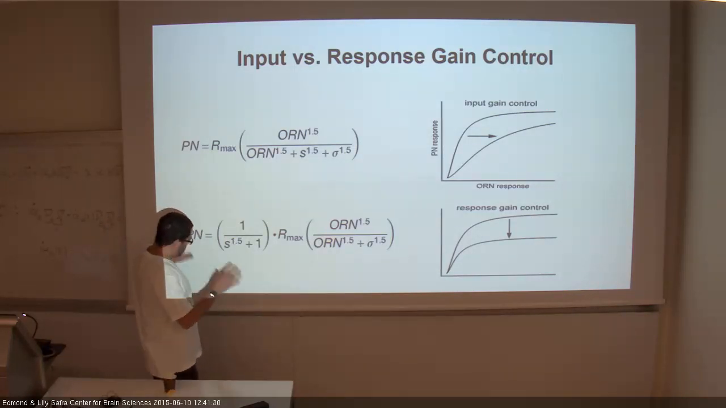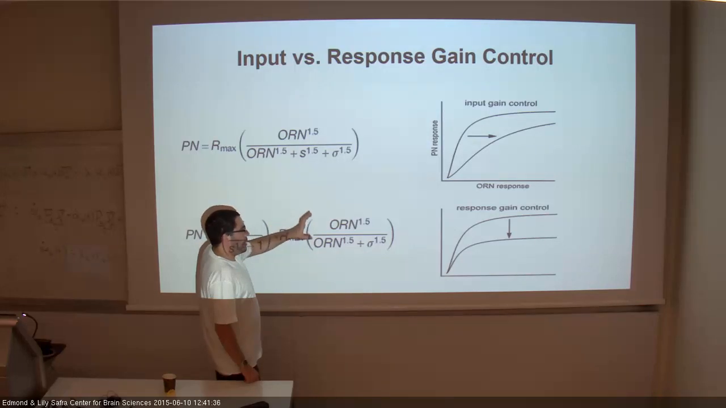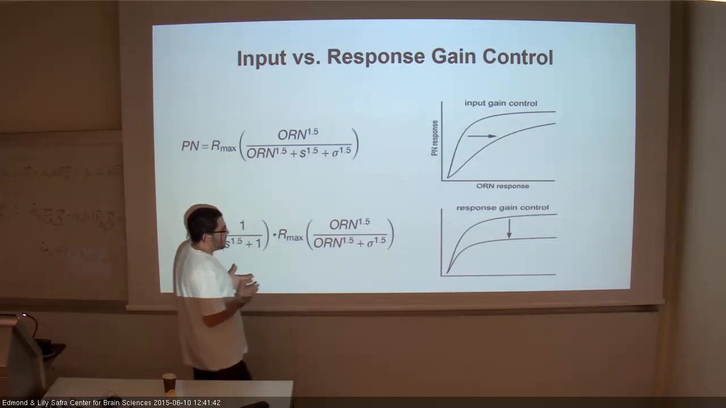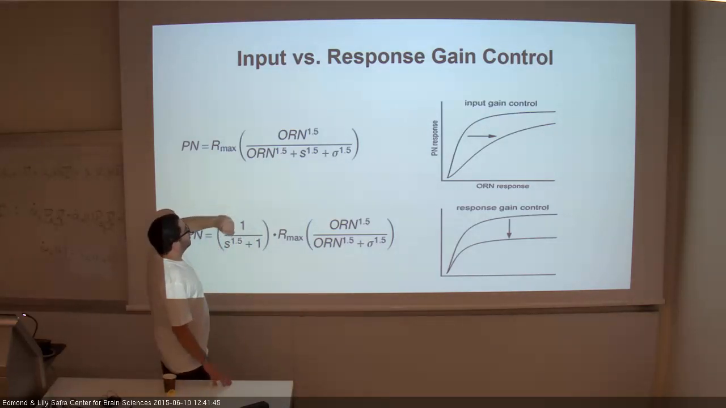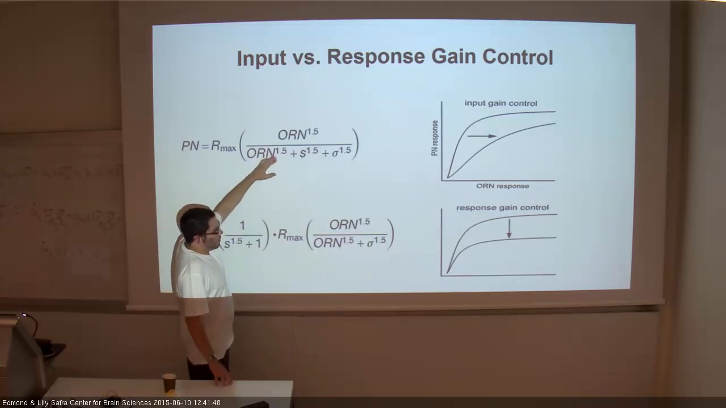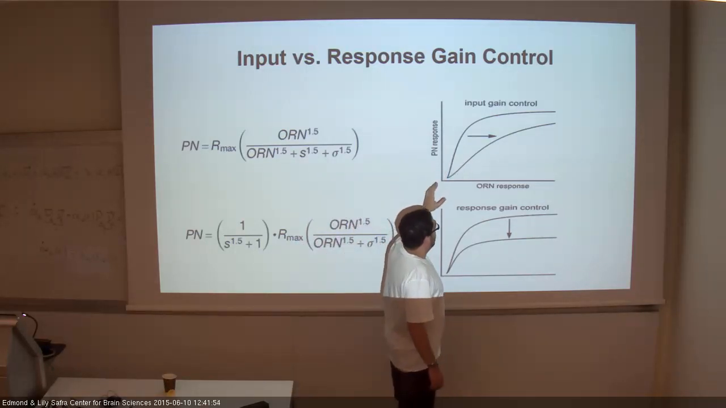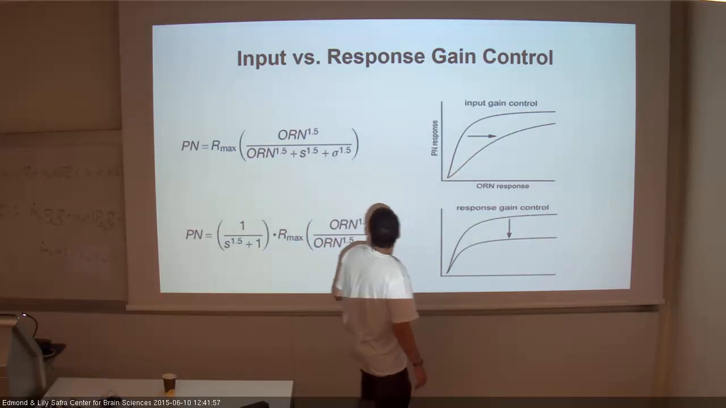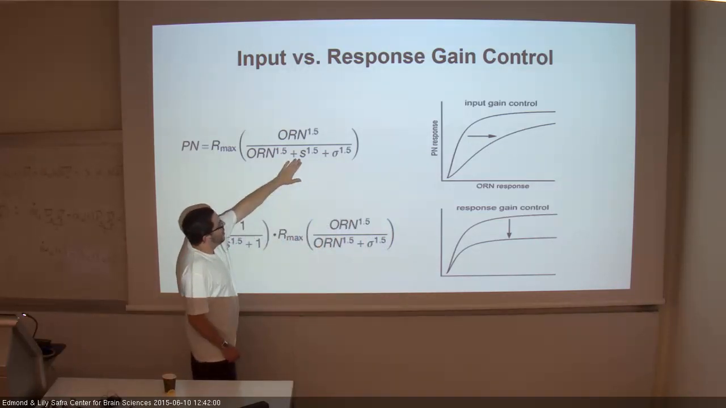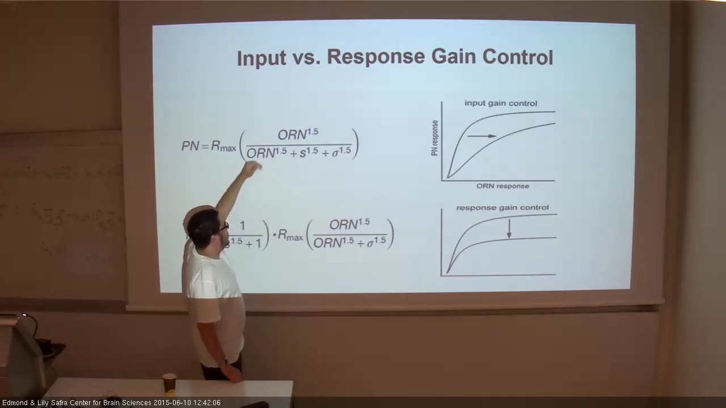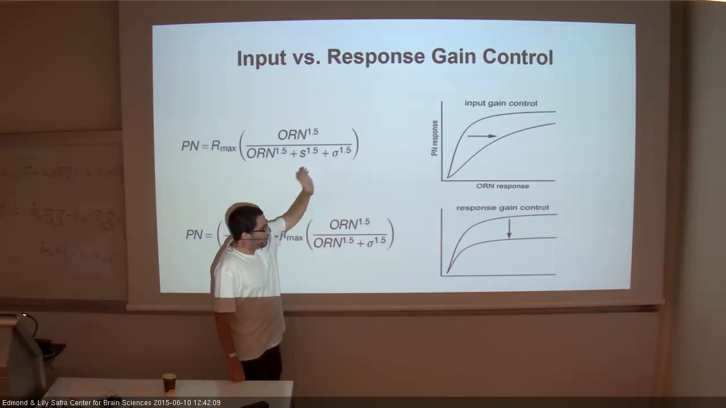So we have the two approaches that we mentioned before, the input gain control approach and the response gain control approach. The input gain control model that they presented is that we add some value to the denominator of this function. And effectively, as we said before, it will take a longer time for the projection neuron to reach saturation. So you add this S value here, and it's similar to increasing sigma. So as ORN gets bigger, you'll still reach the same saturation level. It just takes longer.